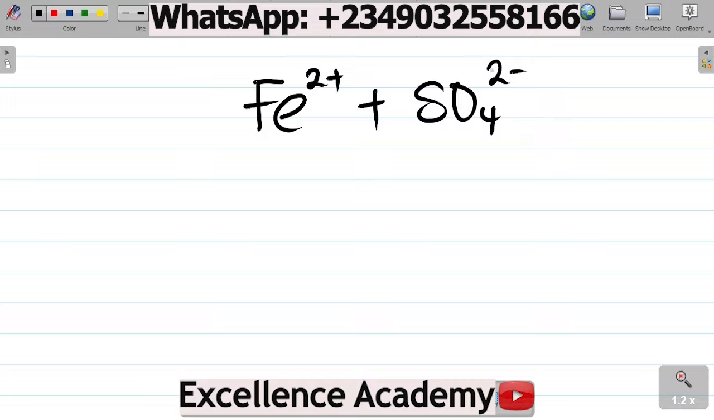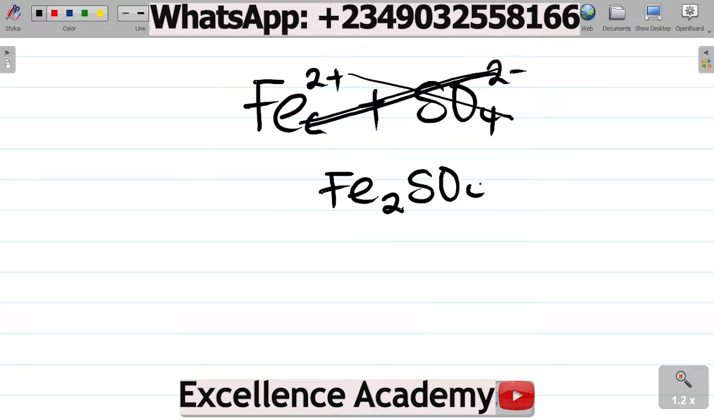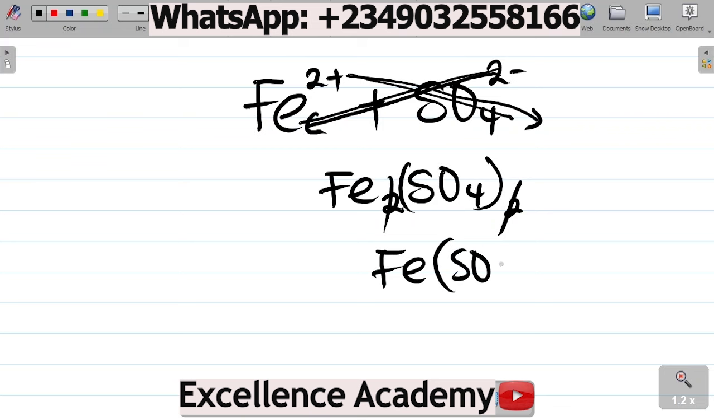So that when they exchange, this one comes this way and this one goes this way. So you have Fe, this one comes here, so it becomes 2, then SO4 like this. This 2 goes here, so it becomes 2. 2 cancels 2. You're left with FeSO4, which is what you have there.